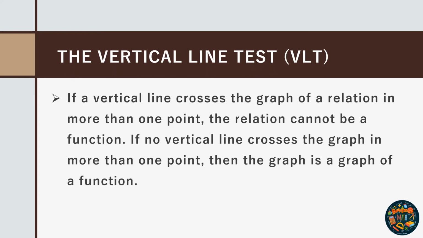If a vertical line crosses the graph of a relation in more than one point, the relation cannot be a function. If no vertical line crosses the graph in more than one point, then the graph is a graph of a function. So, ibig sabihin, the graph is a graph of a function kapag once lang dumaan yung vertical line test on the graph.